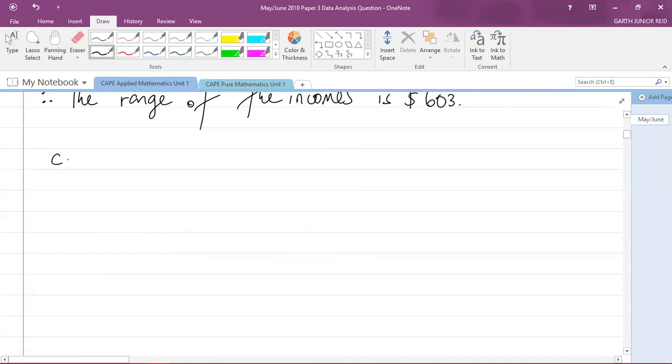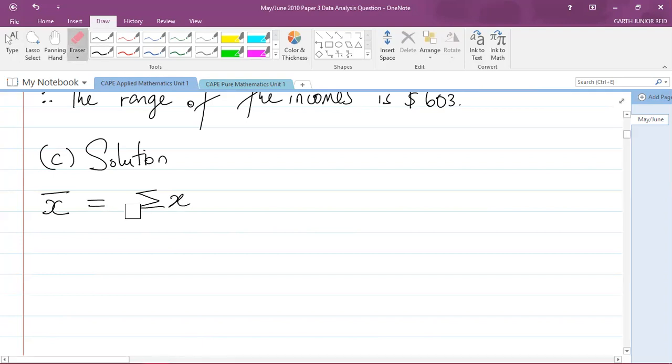All right, so part C solution. So we're calculating the arithmetic mean. That's going to be what? X bar equals the summation of X divided by N. All right. Good. We know that N is 14. All right. So it means that X bar is going to be the sum of all the values that was given to us.